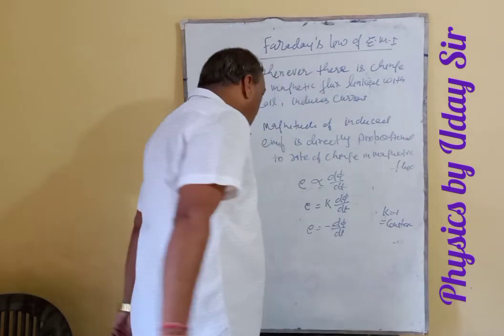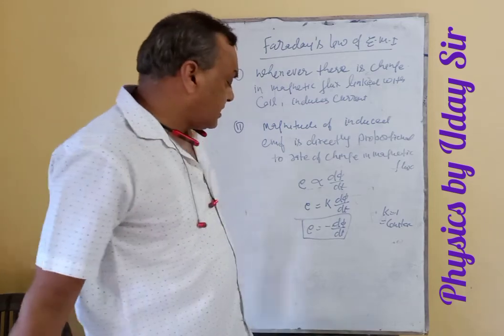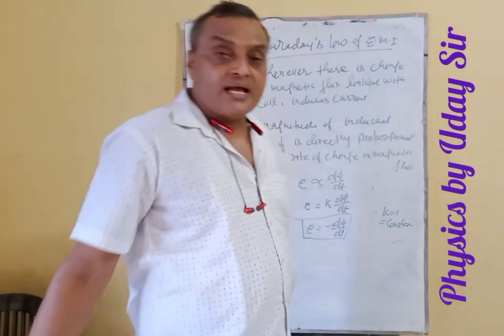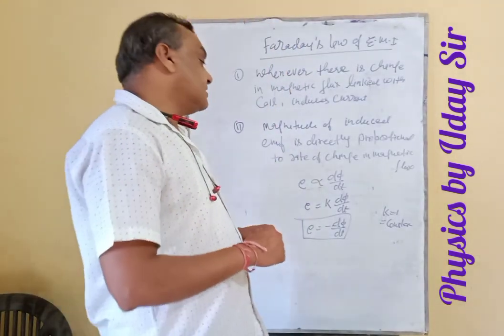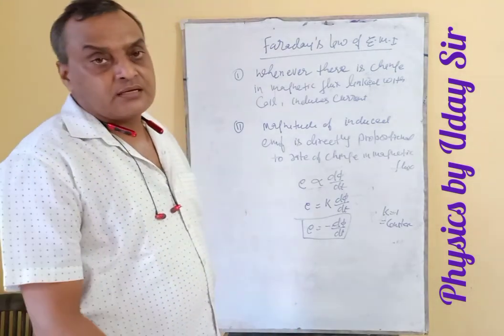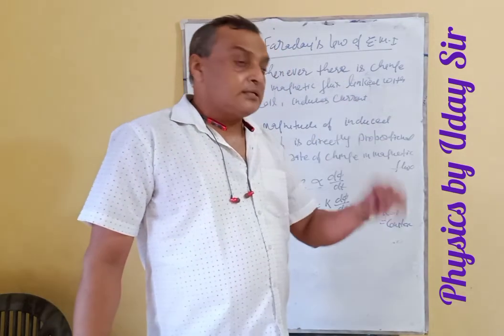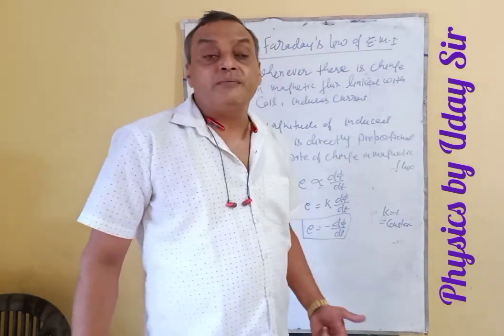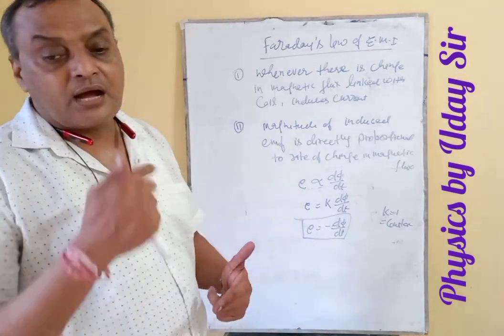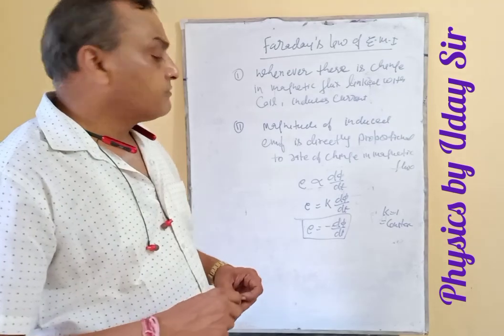But on the basis of the experiment, Faraday gave the negative sign, though he did not give a proper explanation for this negative sign. What Faraday told only is that the nature of the induced EMF is opposing. It opposes the change in magnetic flux.